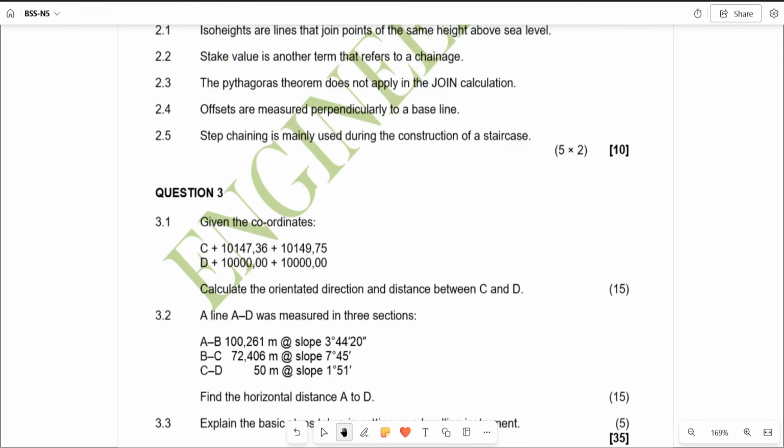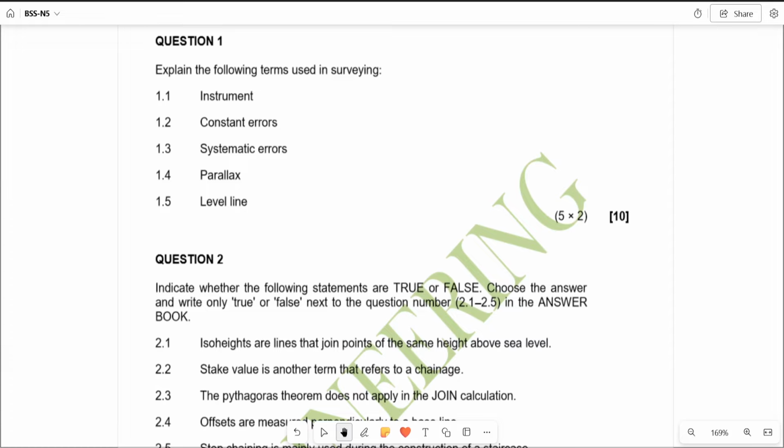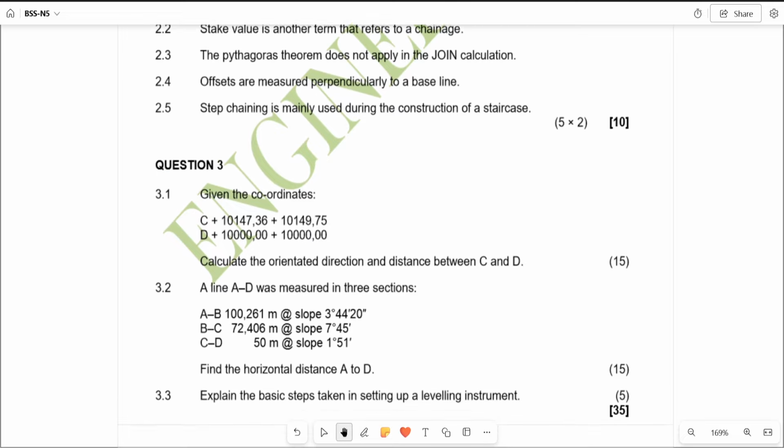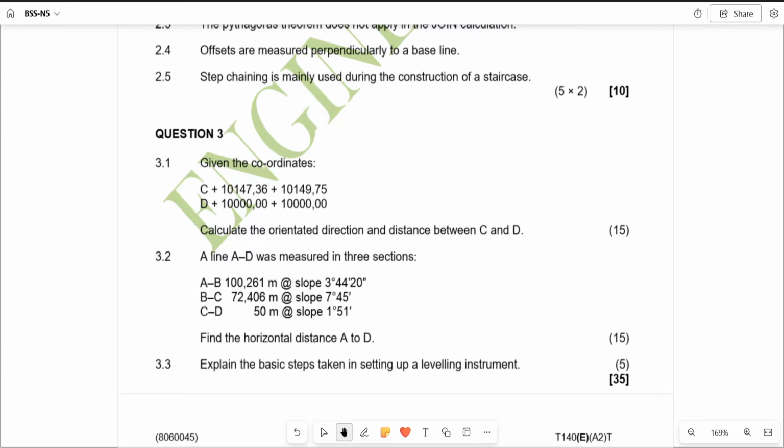And not to even say theory is hard, let's just look at the true or false. Let's look at 2.3 for 2 marks. The Pythagoras theorem does not apply in joint calculation. That's false. Why? Because this is the joint calculation, 3.3. It is this one here. We clearly use the theorem of Pythagoras when we are calculating the direction.